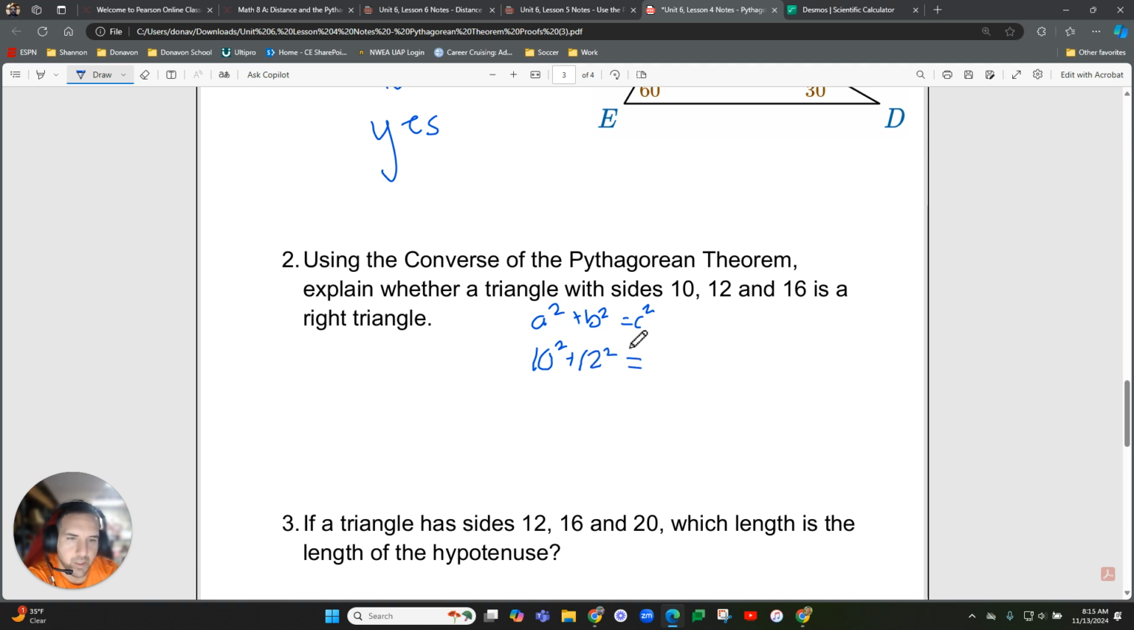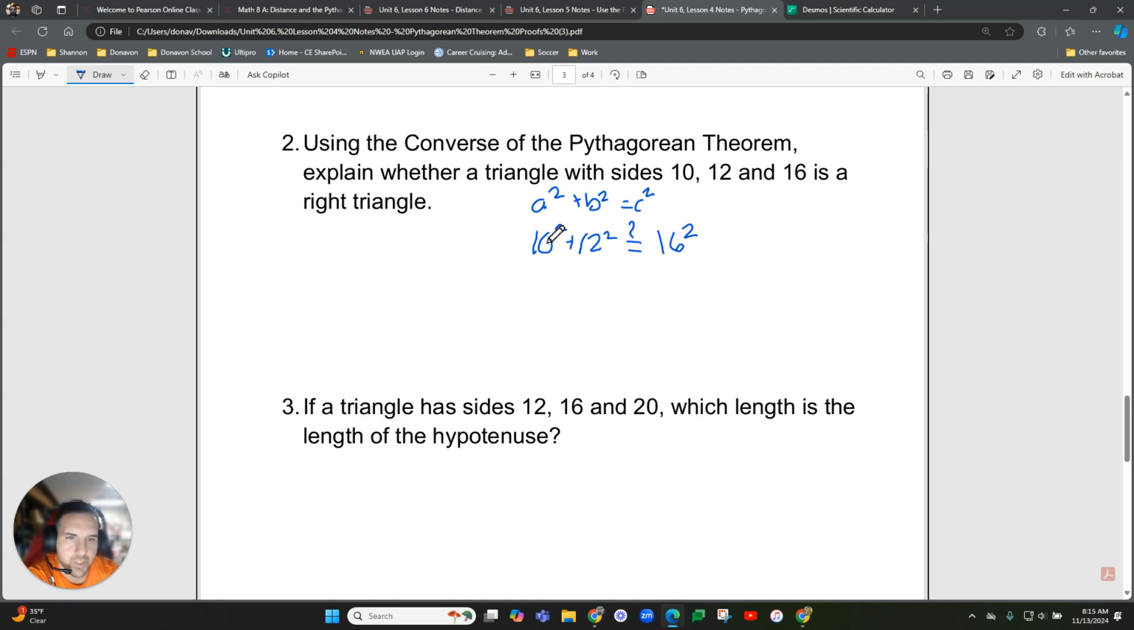Okay, and so again, this is a question mark. Does that equal 16 squared? So 10 squared is 100, plus 12 squared is 144. So together that equals 244.